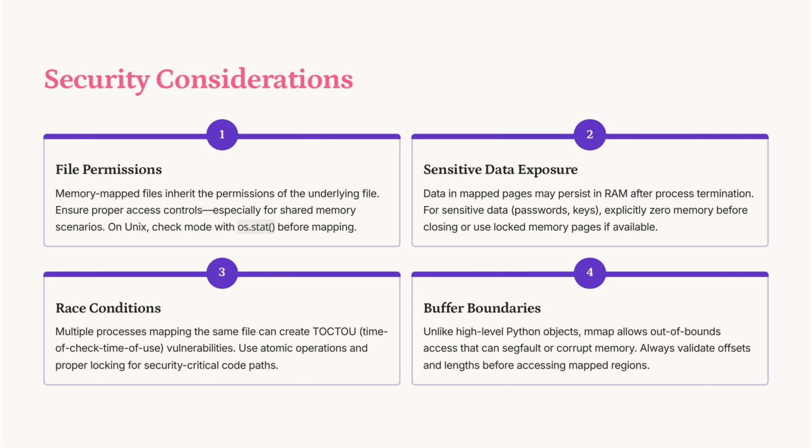Memory-mapped files inherit file permissions, so ensure proper access controls, especially in shared memory scenarios. Sensitive data may persist in random access memory. Zero memory before closing or use locked pages. Avoid race conditions with atomic operations and proper locking. Validate offsets and lengths to prevent out-of-bounds access, which can lead to memory corruption.